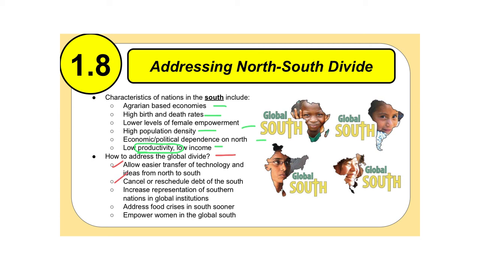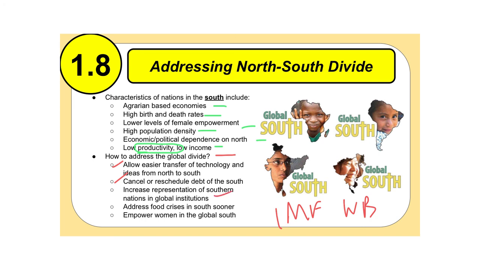Secondly, we should cancel or reschedule debt of the south. You have to remember that groups like the IMF and the World Bank have put most of these countries in financial ruin because they require that they change their spending formulas in their own country budgets in order to accommodate the loan that they're going to get from the IMF and the World Bank and all those different financial organizations. So we've pretty much put these countries in debt and in poverty just by trying to financially help them, but also negatively impacting them by that.